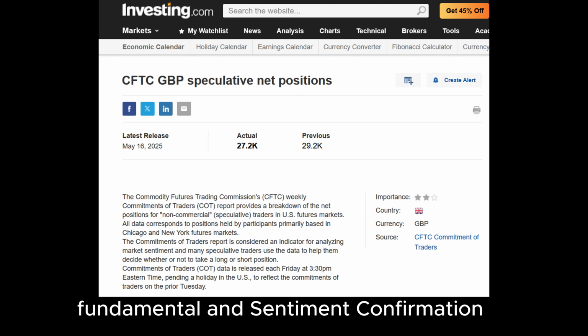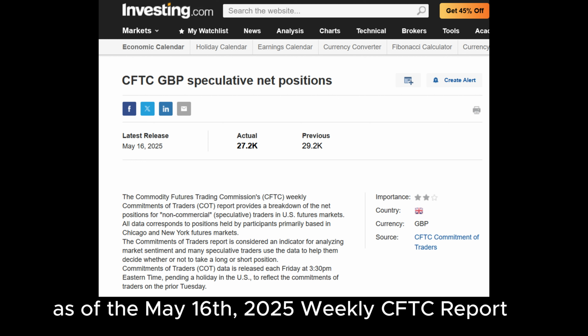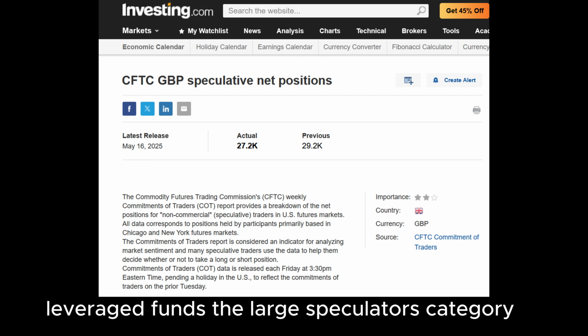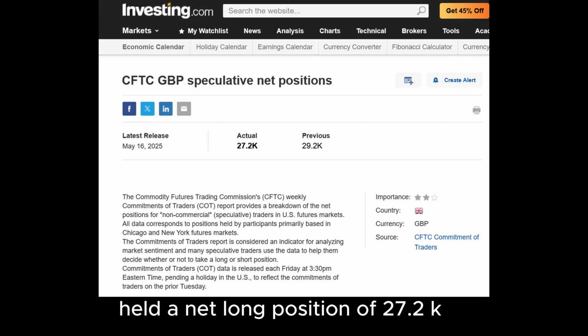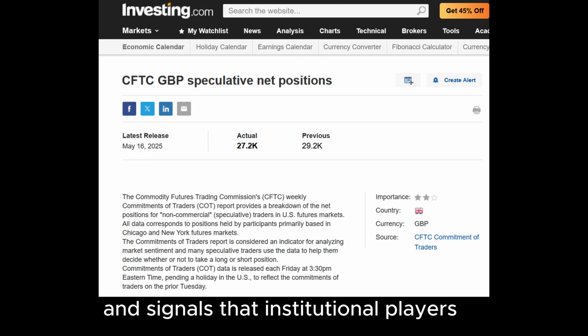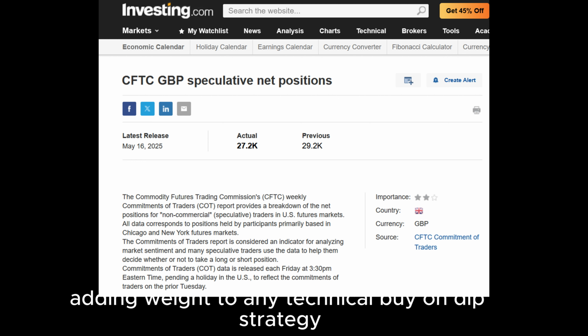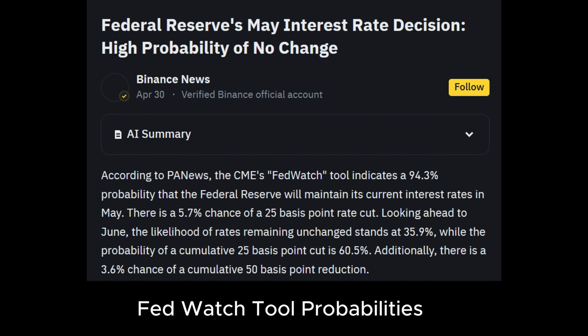Fundamental and sentiment confirmation. CFTC Commitment of Traders, COT, report. As of the May 16, 2025 weekly CFTC report, leveraged funds, the large speculators category, held a net long position of 27.2K contracts in British pound futures. This level sits near a multi-month high and signals that institutional players remain bullish on GBP, adding weight to any technical buy-on-dip strategy.